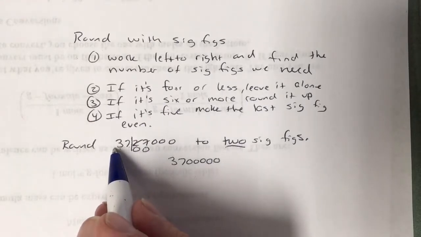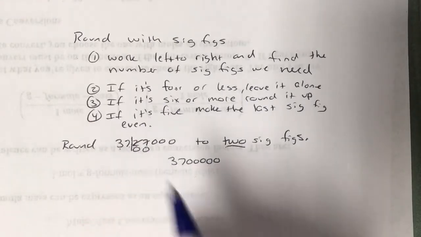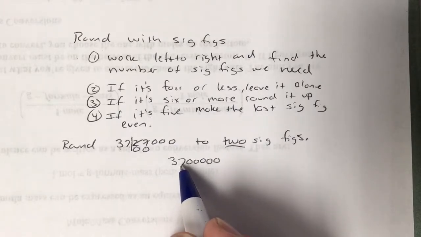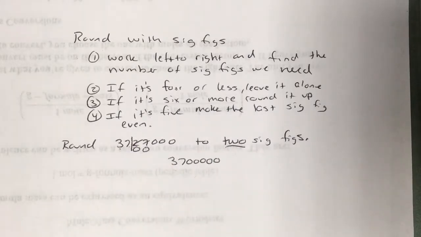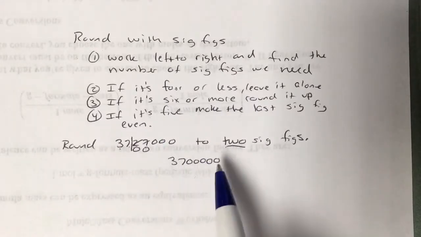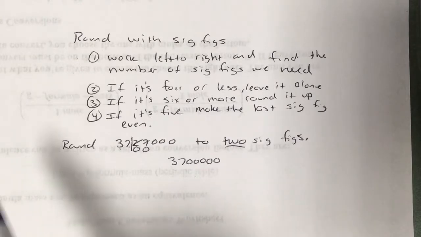Again, the 3 is in the millions place and it's got to stay there. Not allowed to move. The 7 is in the 100,000s place, it's got to stay there, it's not allowed to move. And so by replacing these with zeros, we hold the place values. None of those count as significant figures because they're trailing zeros and there is no decimal point.